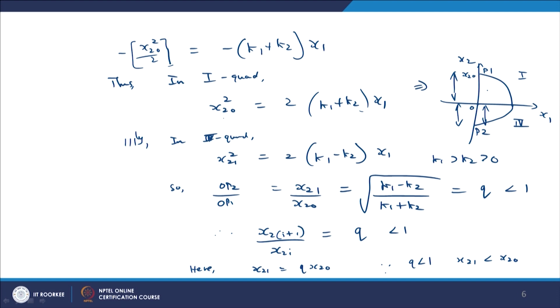So, we are proving that the distance travelled from this point to this point P2 from the x1 axis by the state trajectory is smaller than the distance travelled from the starting point. So, the distance OP2 is lesser than distance OP1, that is proved here. Likewise, we can prove this accordingly from quadrant to quadrant.